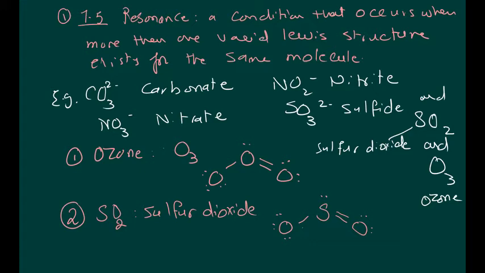Resonance happens when you change the position of the double bond. Like here, I can draw the molecule in this way. This is the second resonance form. And for SO2, also you can draw it like this. Change the position of double bond.